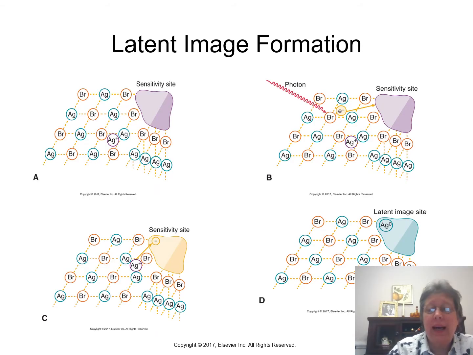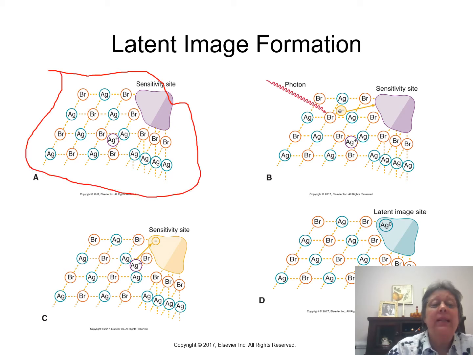This is just a diagram showing you what we just talked about. This area here is the emulsion on the film. And we said that in this emulsion we have silver ions and we have bromide ions. They're dispersed in this lattice type structure. We also said that there was a sensitivity speck within this emulsion.